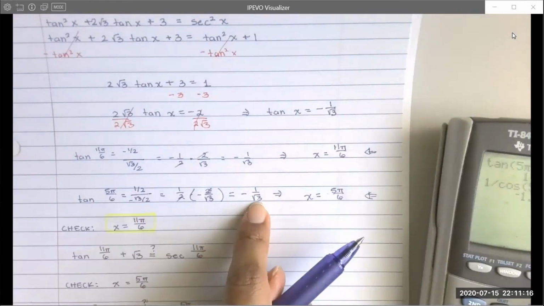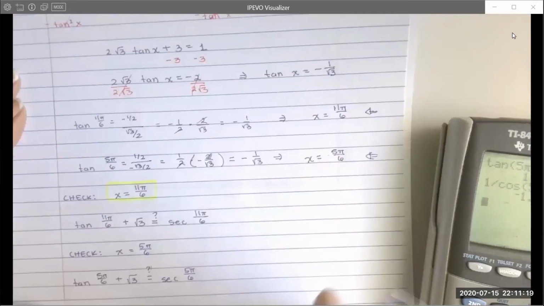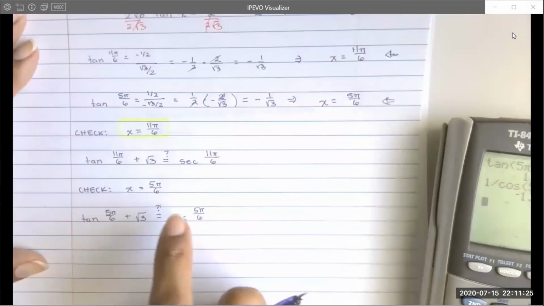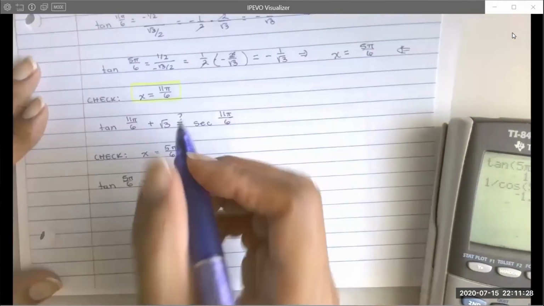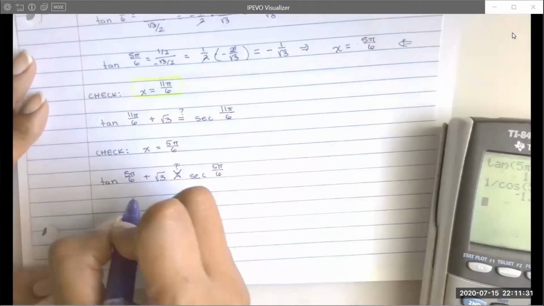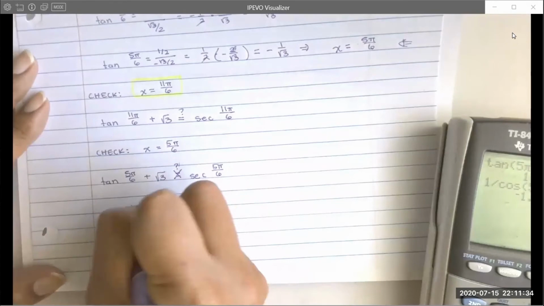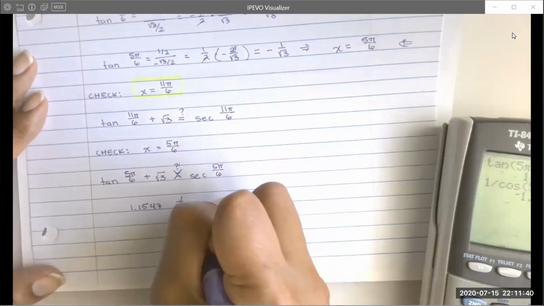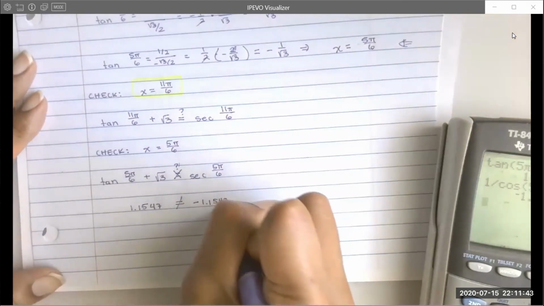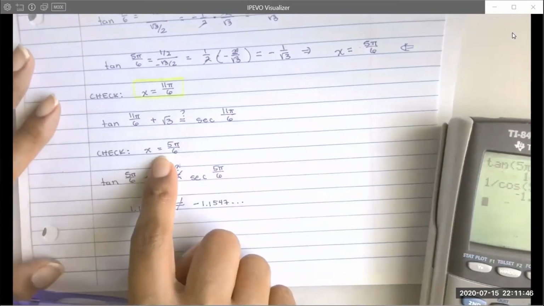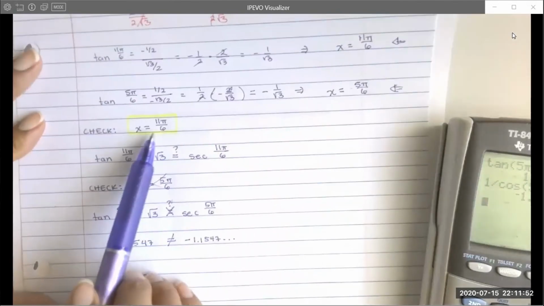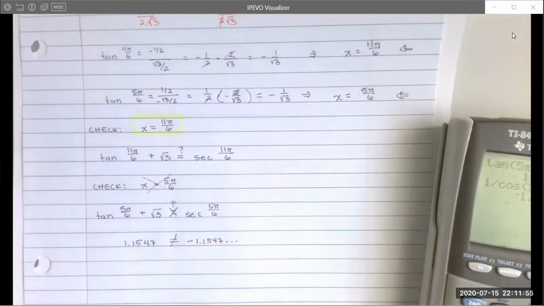Okay, remember what I had mentioned about introducing false solutions because we squared? That's actually going to be the case here. So in this part, they don't equal each other because this gives us positive 1.1547 with some other numbers, and that does not equal the negative 1.1547 with some other numbers. So the x equals 5 pi over 6 does not work out. The only solution that we have is this 11 pi over 6.